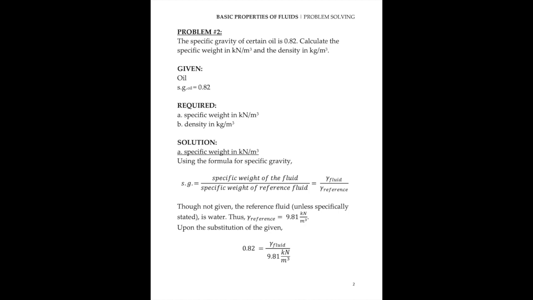Problem number 2. The specific gravity of a certain oil is 0.82. Calculate the specific weight in kilonewton per cubic meter and the density in kilogram per cubic meter.